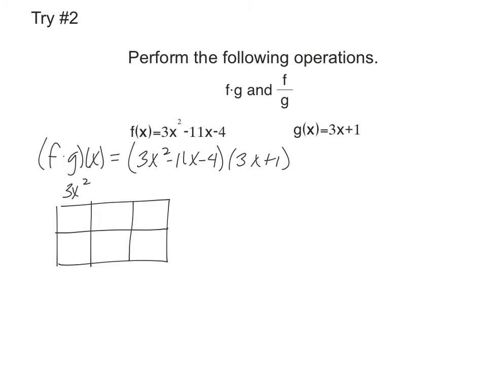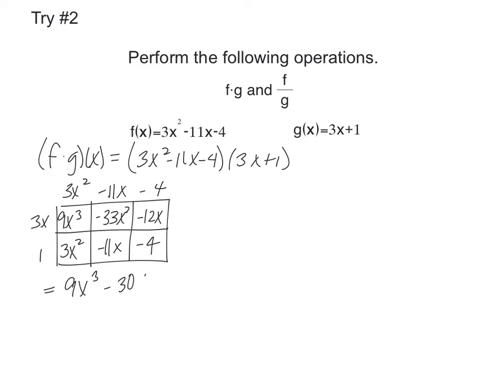So 3x squared, negative 11x, negative 4, and then we got 3x and 1. So this is going to be 9x cubed, 3x squared, negative 33x squared, negative 11x, negative 12x, and negative 4. When I take everything out of the box, our final answer is going to be 9x cubed minus 30x squared minus 23x minus 4.